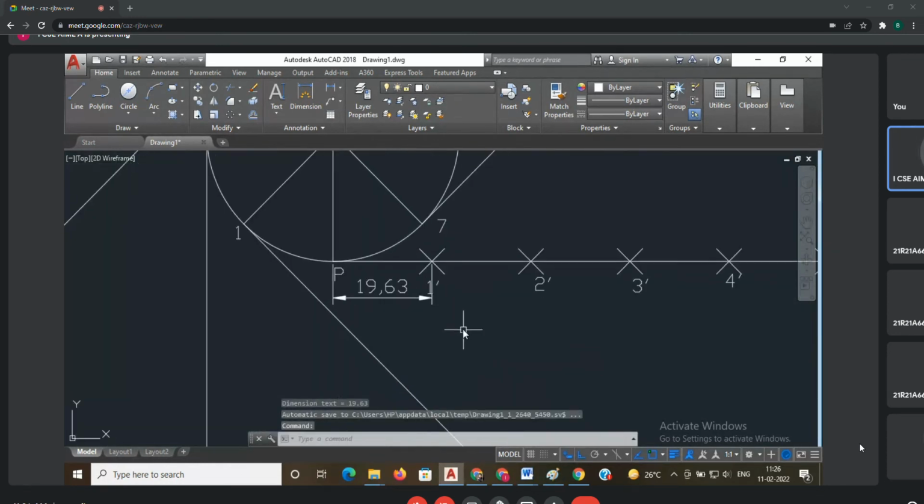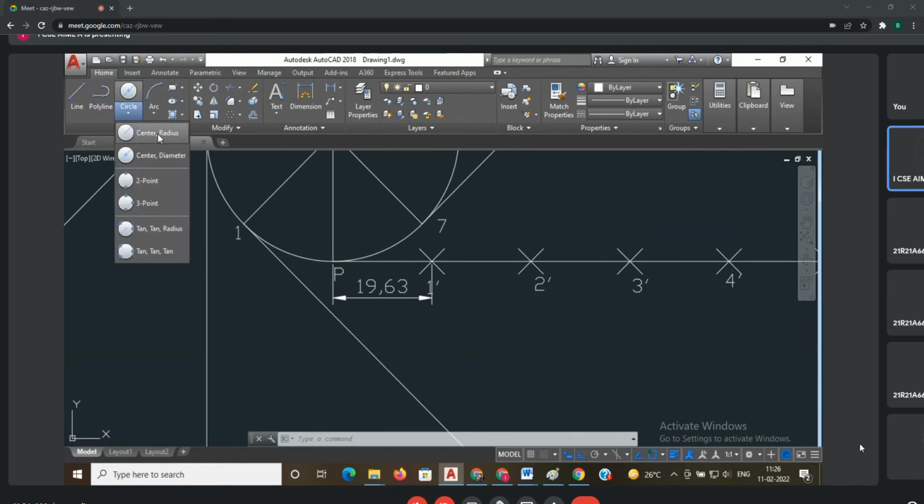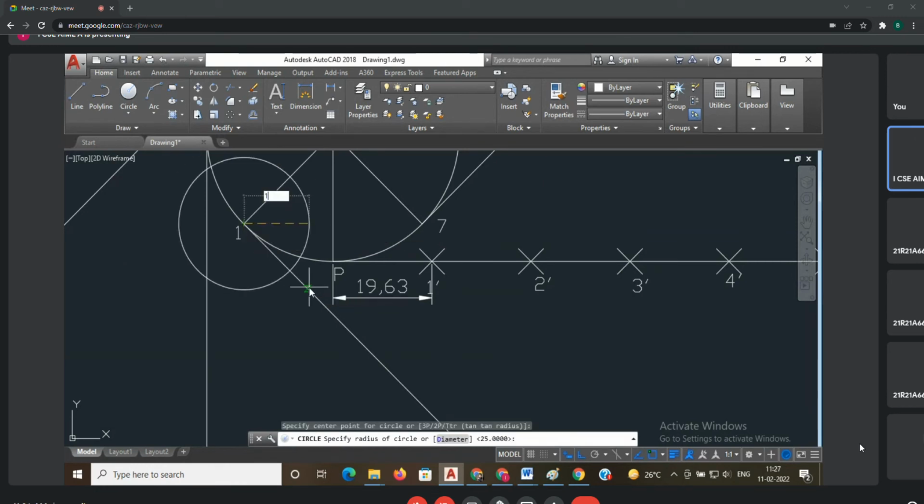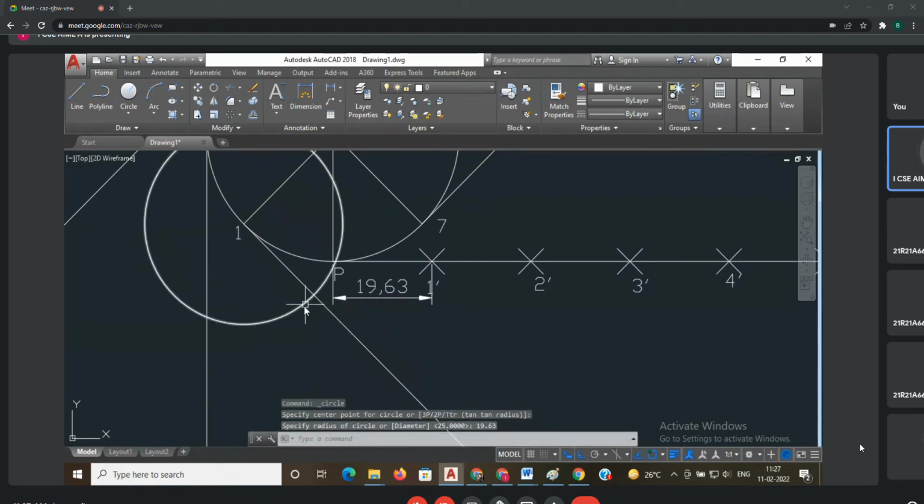What is the use of this length? Now you have to take P1 dash as a radius, 1 as a center. You have to cut the arc. You have to cut the line. Now I will use the circle and radius method. Center is here. This is my center. And radius how much? 19.63. Okay, enter. This circle intersects this line somewhere here. That is my point, P1.